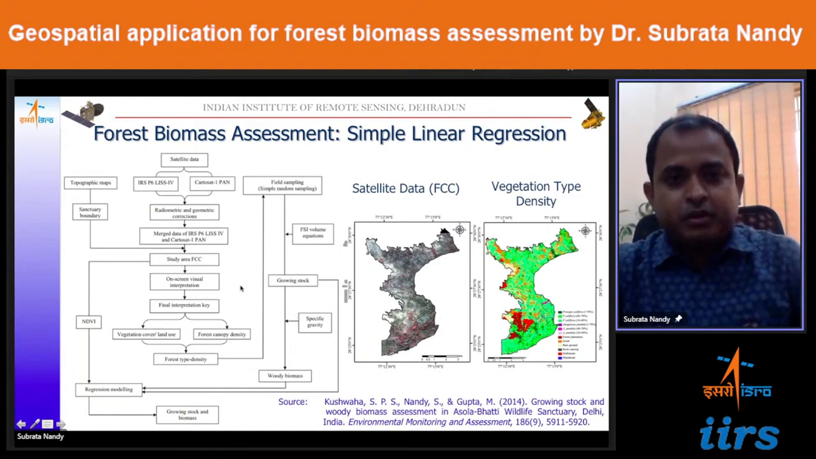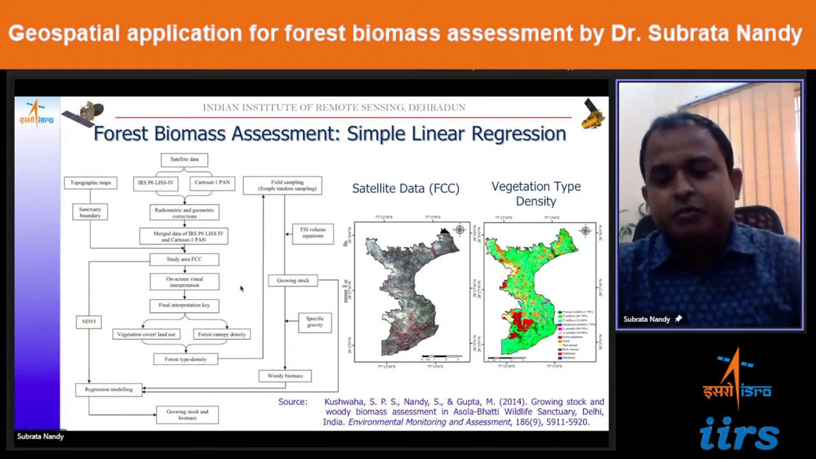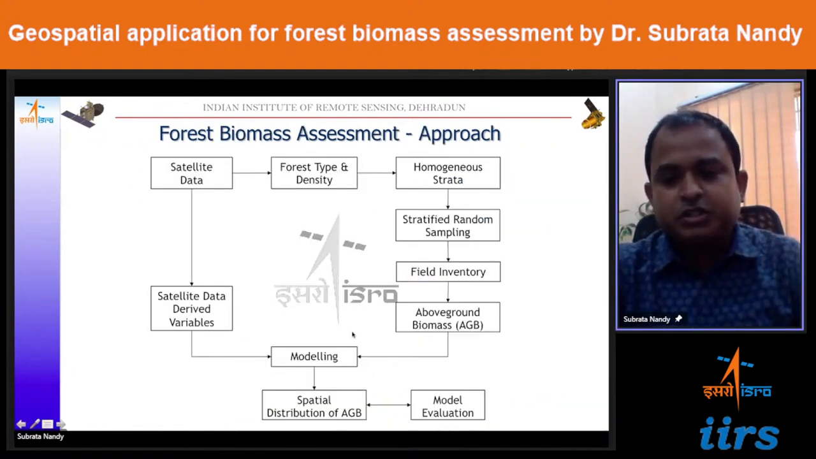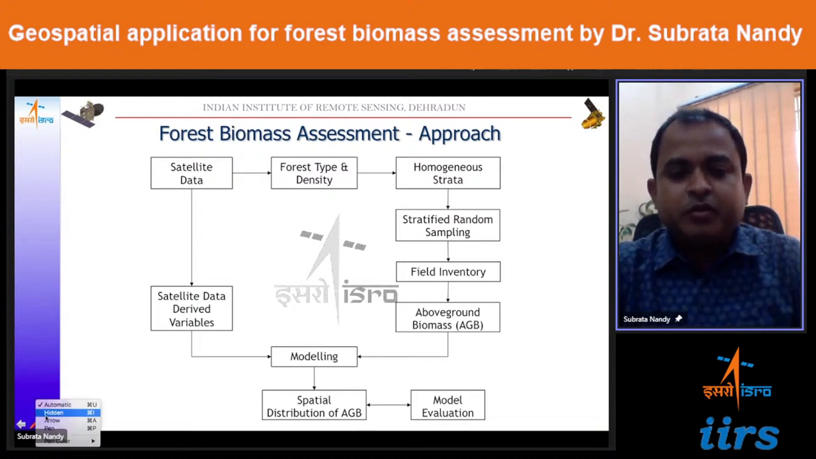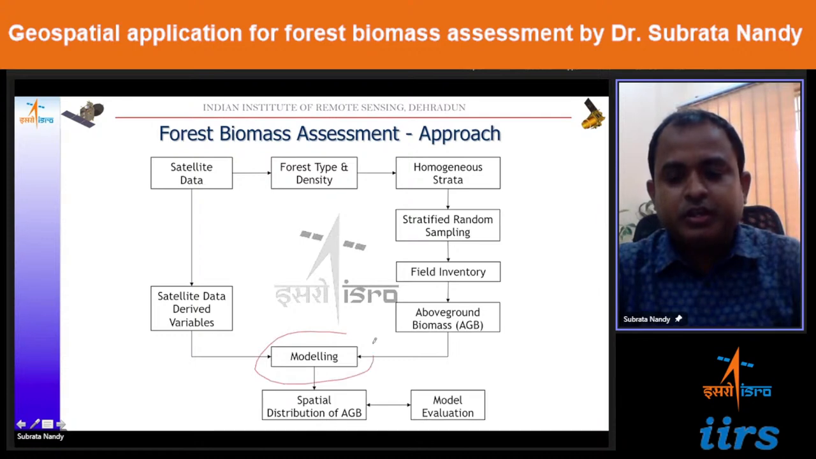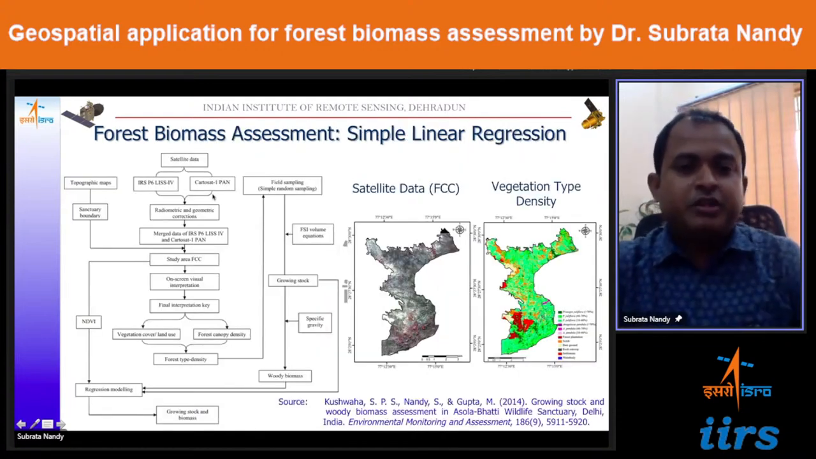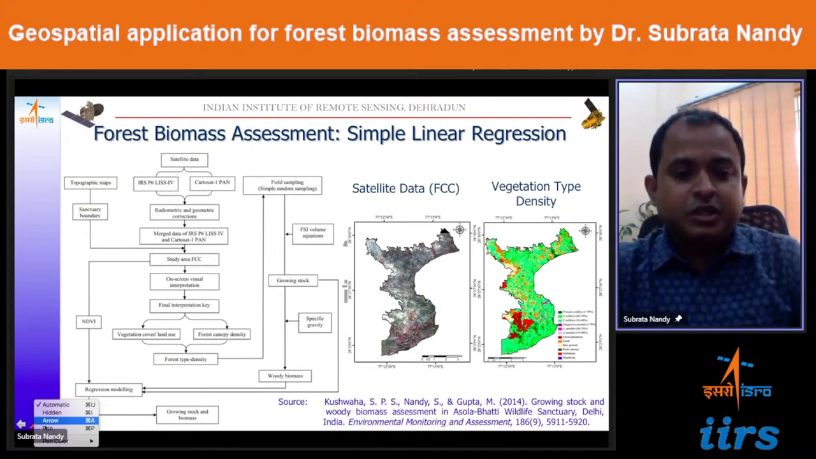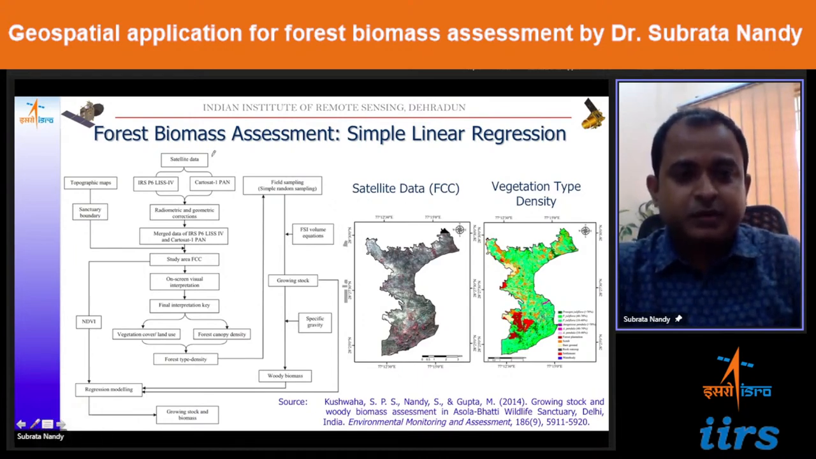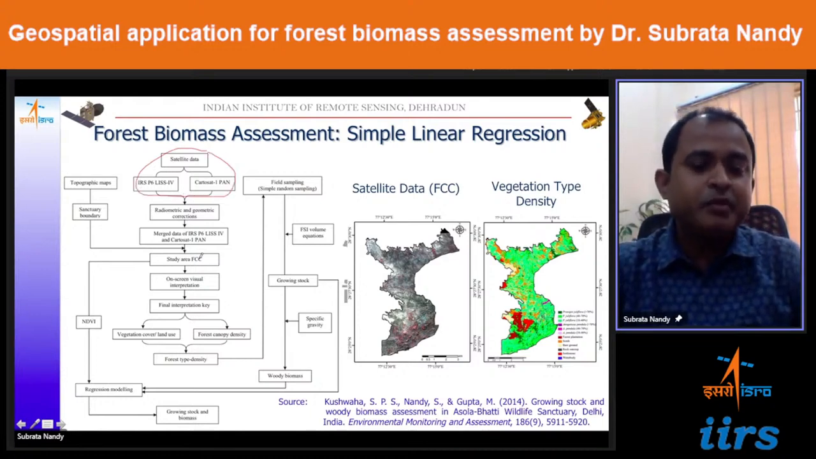Now, the modeling approach, this integration process, will vary. First of all, I'll show you an example of simple linear regression. In this example, these are satellite data. Here we have used IRS P6 and Cartosat PAN data and merged this data.